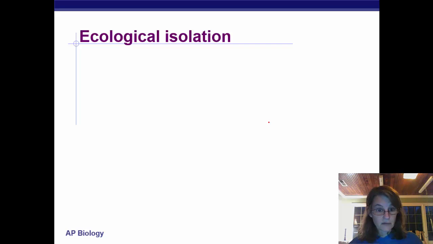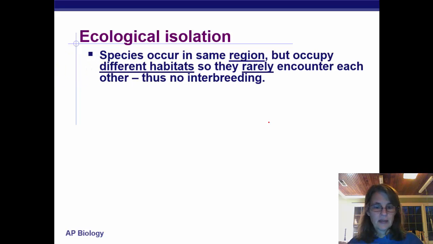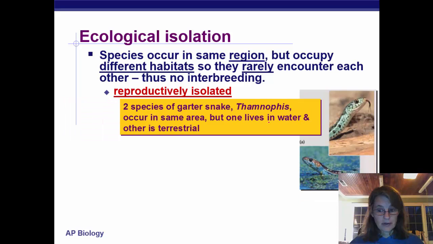There's a list of several, so just try to pick out what's different about each. Ecological isolation is one type of barrier. In this type of isolation, species occur in the same region, the same area, but the habitats they occupy are separate. And so they rarely encounter each other because they are not interested in being where the other one is. There's no interbreeding. So they are reproductively isolated.